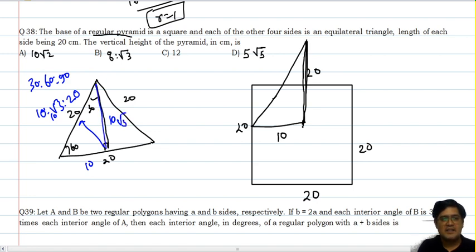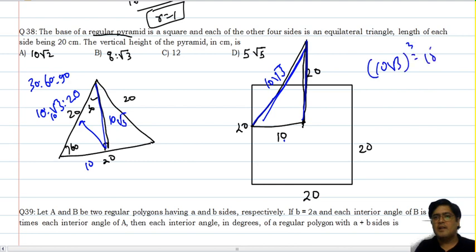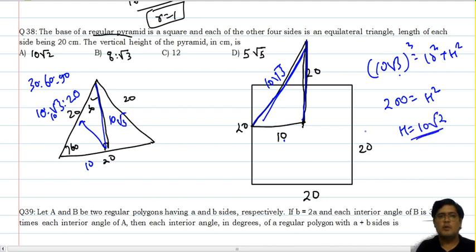Now what is this height? This height is this one, 10 root 3. Now this is 10, this is 10 root 3. What do I want? I want this height here. So (10 root 3) squared is equal to 10 squared plus h squared. The root 3 squared is 3, so I have got 300 minus 100, 200, is equal to h squared. So h is equal to 10 root 2. Answer option A.